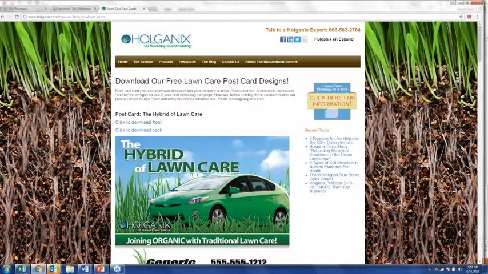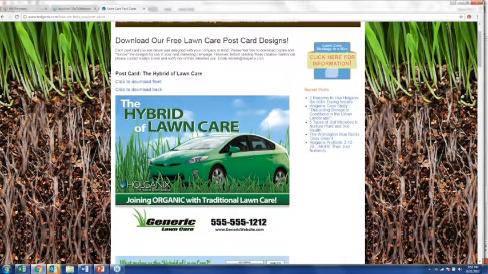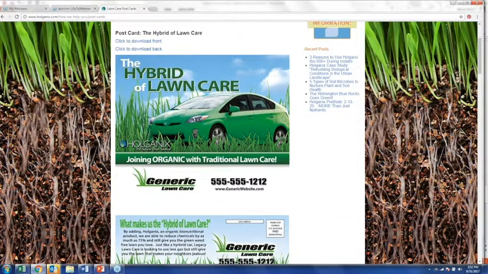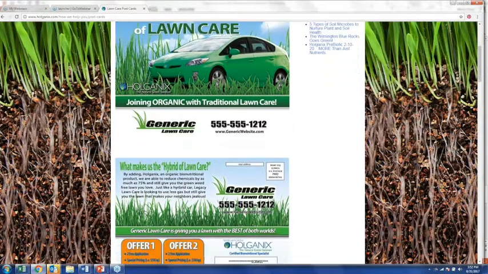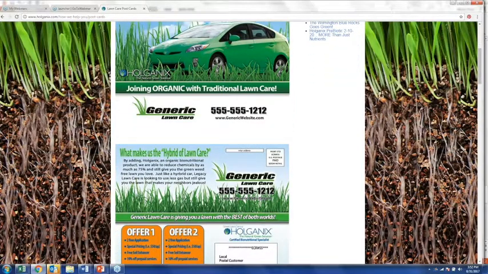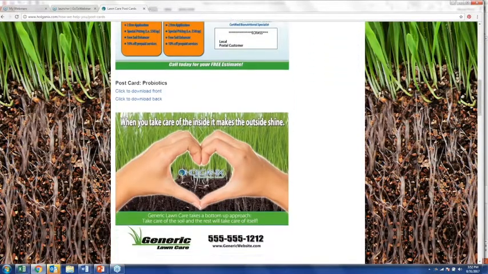If you click on postcards here, and then we scroll down, there are three different postcards with some language. Feel free to steal the language from any of these postcards or reach out, Kate or myself, and we'll have a designer update it with your logo and your information. But here we talk about it being a hybrid. You're combining chemicals and organic to give you the boost, just like a Prius would, right? Give you that environmentally friendly option. And then here's the back that talks about it in that same language.